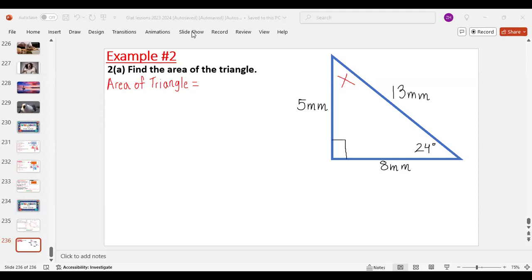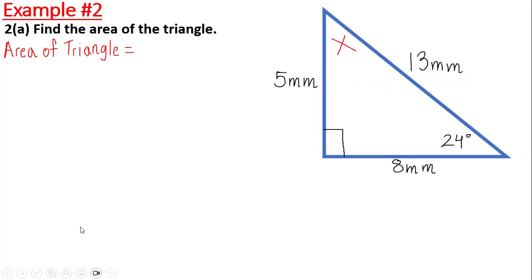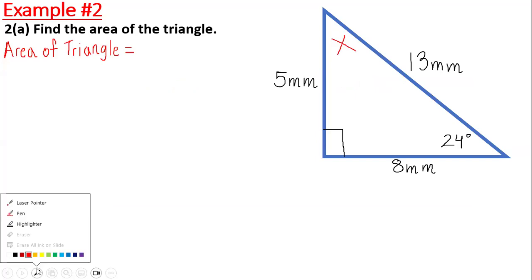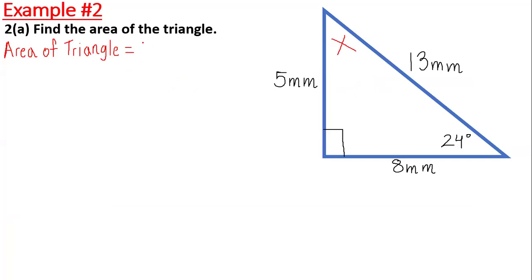So we know that, what's the formula for the triangle? Base times height. Base times height, very good. Base times height, divided by 2.